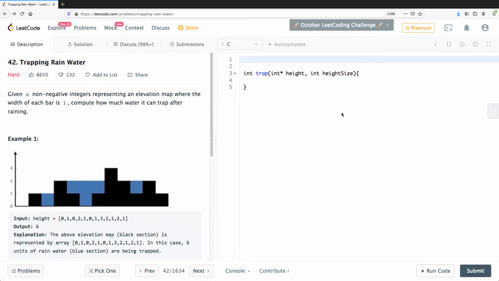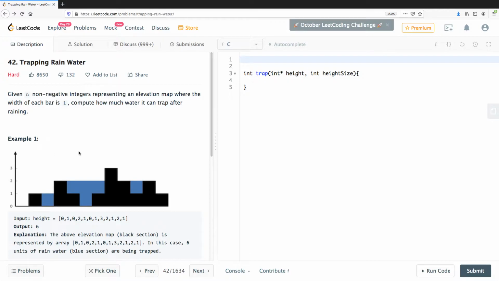Today is the day when we finally do a hard problem, because it's been a while since we have done one of these. We always keep doing these easy problems. So let's see, why is it really hard, or is it just a mischaracterization of the problem? But we will soon find it out. Here we are doing a trapping rainwater problem.